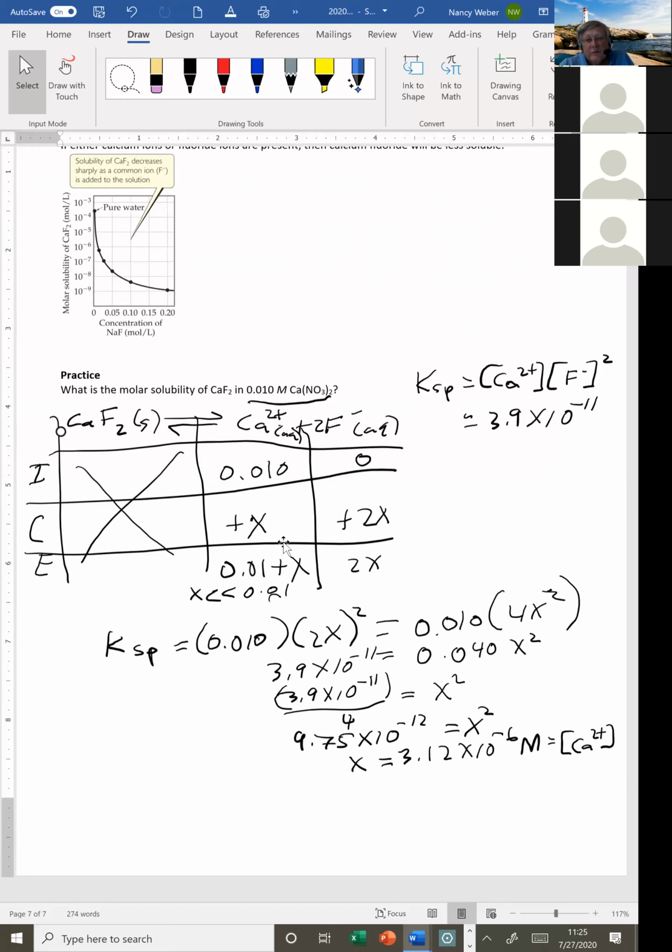Any questions? You see why you have to have algebra for this class? No questions? Did this help you today, do you think? Yes. You like this method?